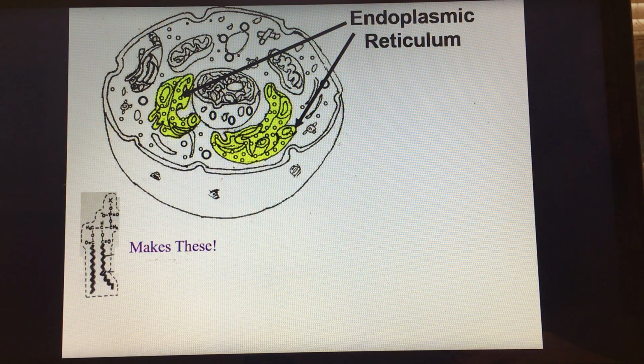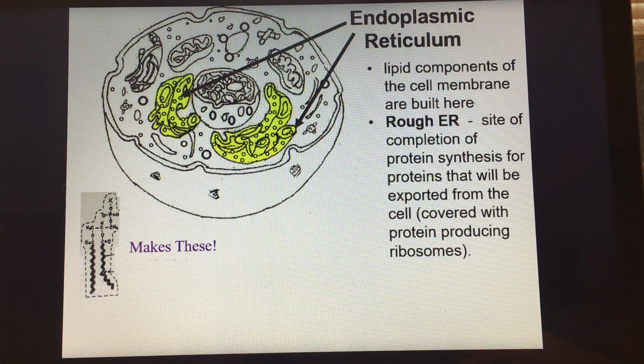So these yellow structures that are highlighted in here are the endoplasmic reticulum. And this is where lipids are made. The lipid components of the cell membrane are built at the ER. But in addition to that, the rough ER is the site of the completion of protein synthesis for proteins that will be exported from the cell.